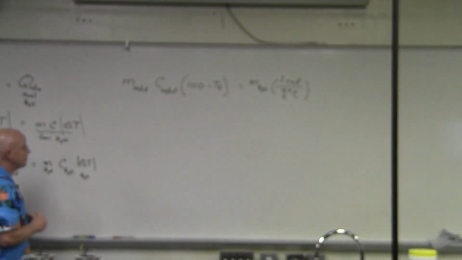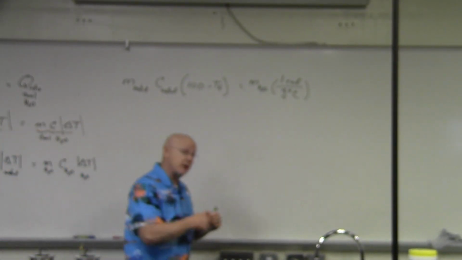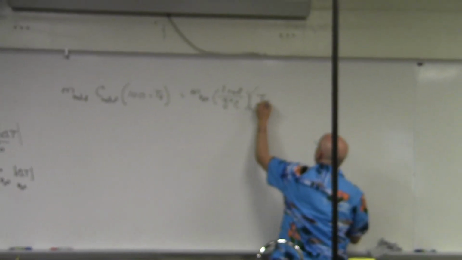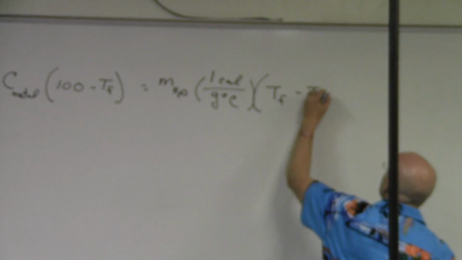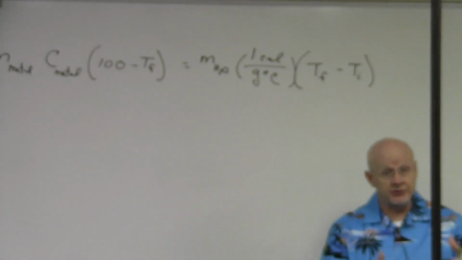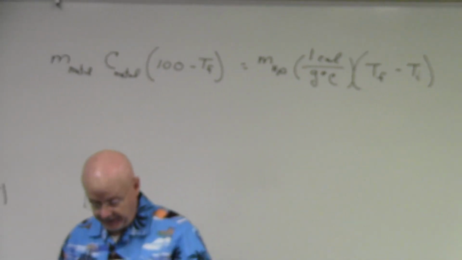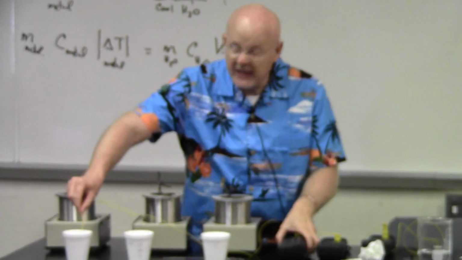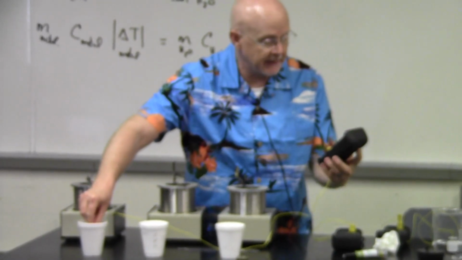And then the same idea here is we've got to get the change in temperature. In this case, the water is going to warm up, so I'm going to put final temperature minus initial. And the initial will be the initial temperature of our water. Let's see what that is, and let's see if they're different. I hope they're not. It'll be easier if they're all the same starting temperature.